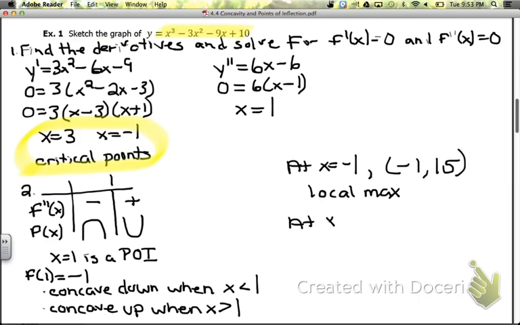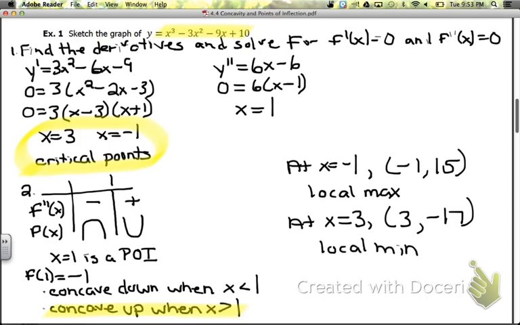And then looking at x equals 3, my point that exists would be (3, -17). If we look on the right-hand side of 1 here, remember, anytime that x is greater than 1, we know my function is going to be concave up. And since it's concave up when x is greater than 1, we know that the function is going to give us a local min value. So now using all this information, we're going to go ahead and graph this.